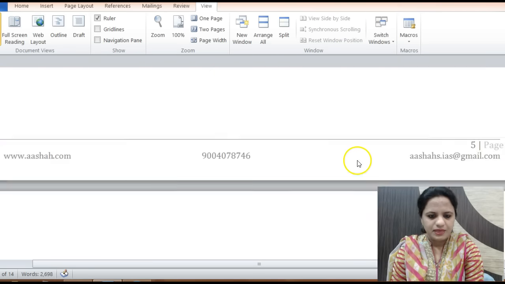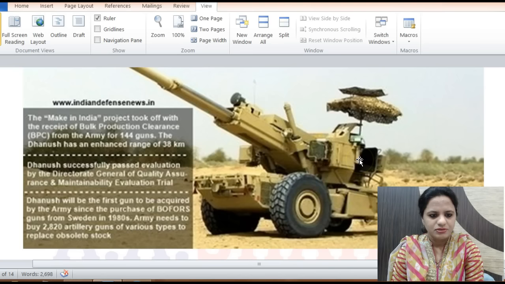Now, the next is Dhanush artillery gun. So this is under the Make in India project. So this was the Bofors howitzer extended. So the bulk production clearance has been given for this also. This you can see the army purchase. Dhanush will be the first gun to be acquired by the army since the purchase of Bofors guns from Sweden in 1980s. So this is there.